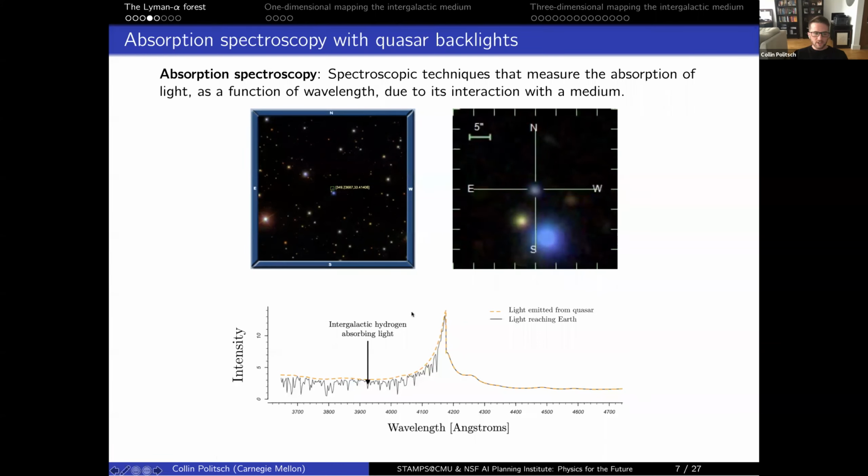And so given suitable statistical methods, we can invert these absorptions to obtain a one-dimensional density map of the hydrogen along this one-dimensional line of sight. And the hydrogen, as the most abundant element, can serve as a suitable proxy for the total matter distribution.